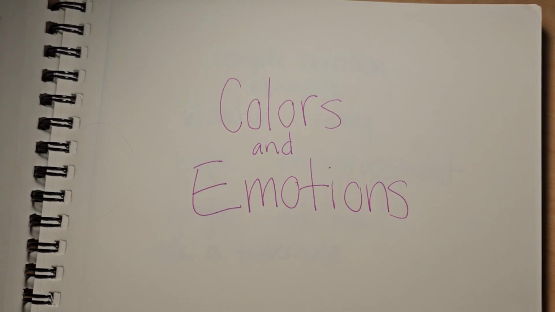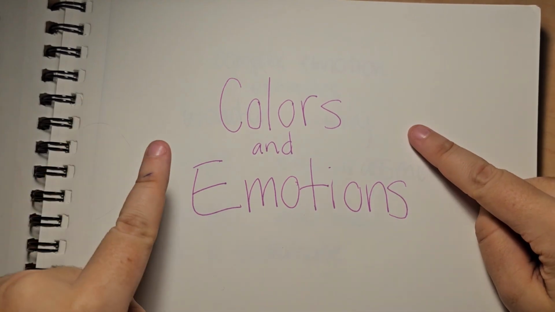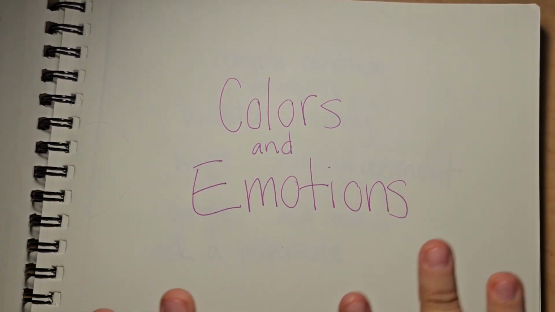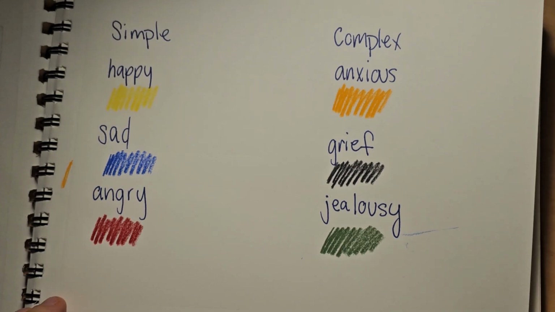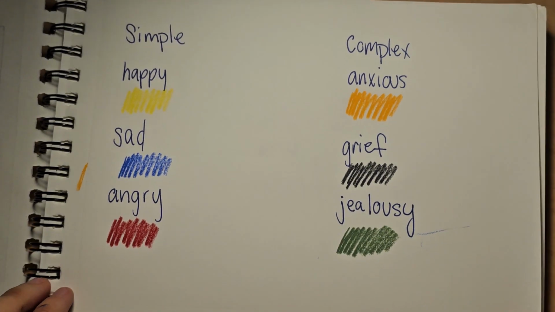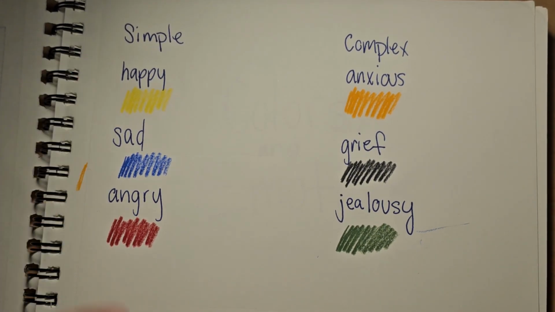We are going to be learning about colors and how they correspond with certain emotions. With a twist, we are going to be learning about complex emotions and their colors. So, for example, when you think of happy, sad, or angry, you usually think of things like yellow or blue or red. But what do you think of when you think of complex emotions like anxiety?